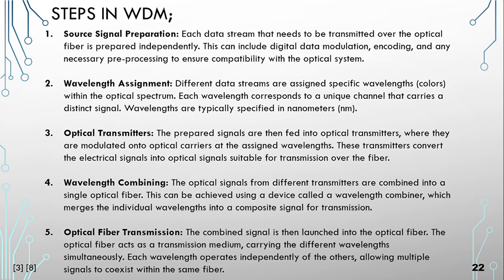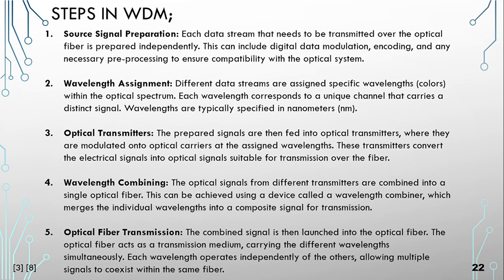Steps in wavelength division multiplexing are: first step is source signal preparation. It is the basic preparation of the source signal. Next is the wavelength assignment. Different data streams are assigned specific wavelengths within the optical spectrum, and each wavelength corresponds to a unique channel that carries the distinct signal. Wavelengths are typically specified in nanometers.